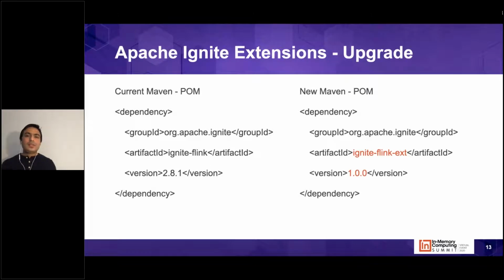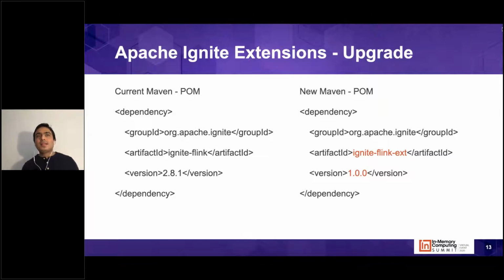So how does the migration, or how does that upgrade process, look from a user perspective? If you look at the left side, the current Maven POM has the group ID as org.apache.ignite, the artifact is ignite-flink, and the version is 2.8.1, which is the current release version. When we move towards the new extension module, we change the name from Ignite Flink to Ignite Flink extension.